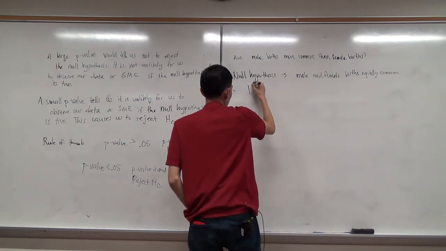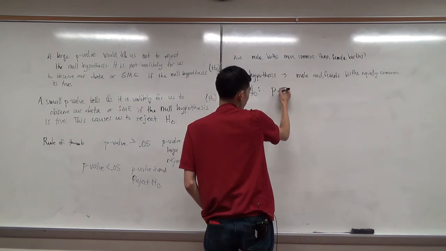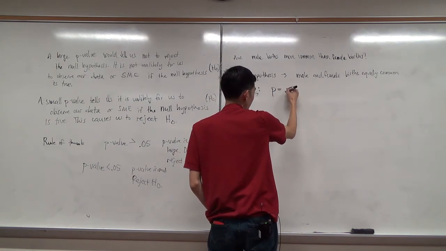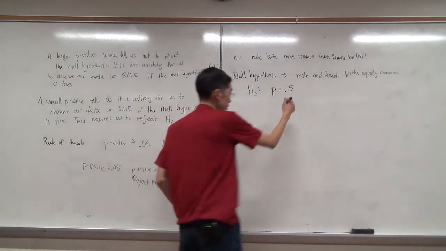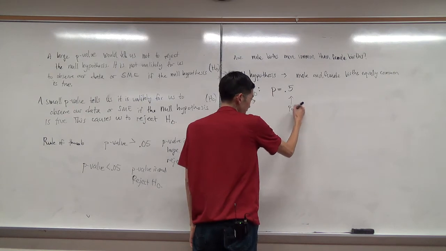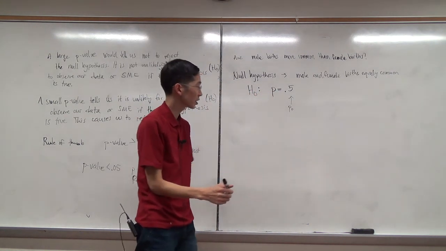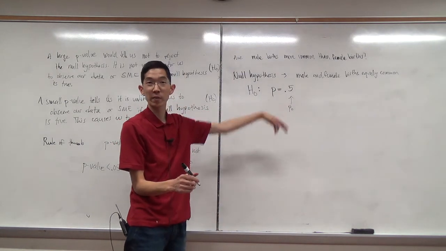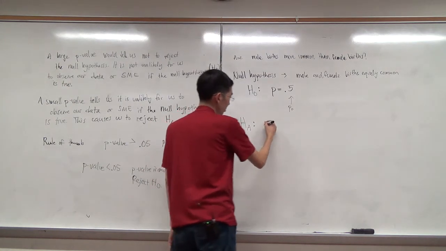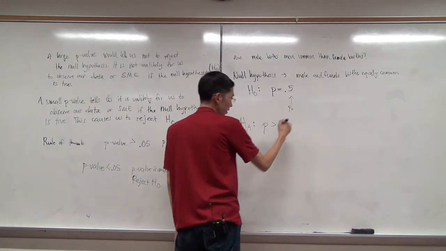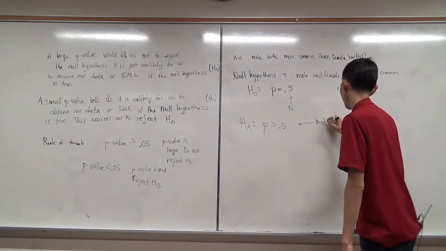So H0 is that P, the proportion in the population, is equal to 0.5. Okay? So this 0.5 right here, this is our P0. This states that the proportion of male births is equal to 0.5. And then the alternative hypothesis would be that P is greater than 0.5. This states that male births are more common.